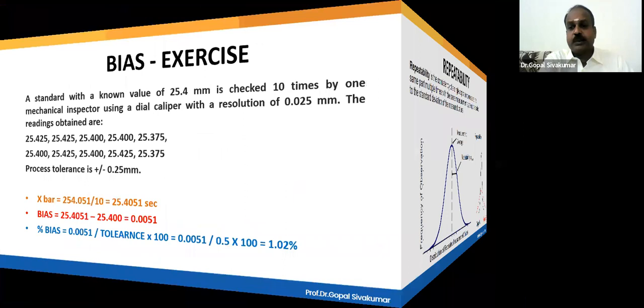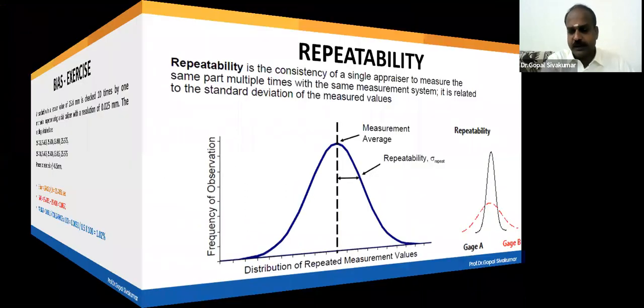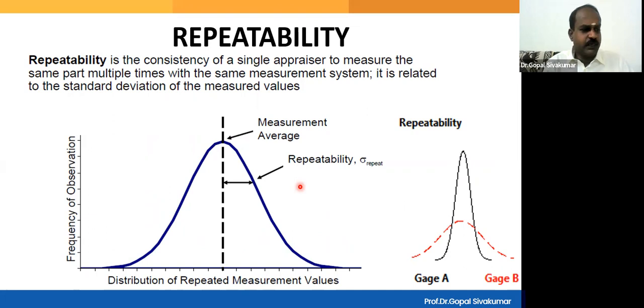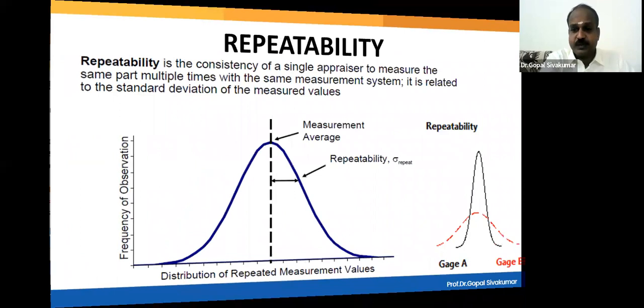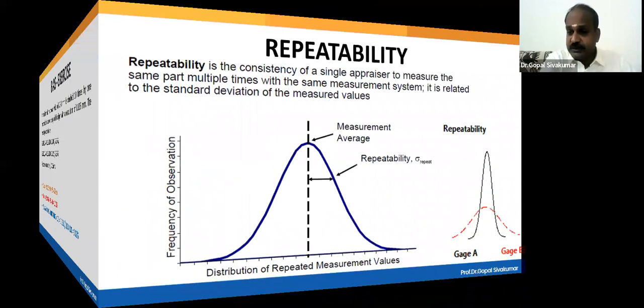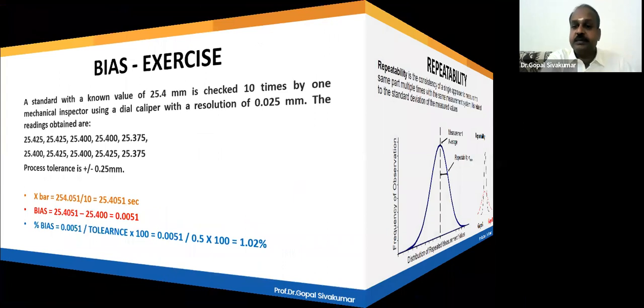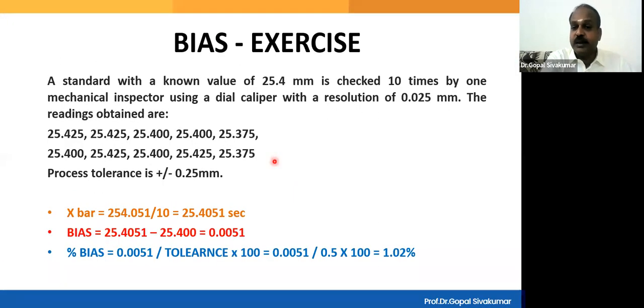Another important term, repeatability. What is repeatability? See here, the previous time, there are 10 readings. 10 times the product is measured. But the product is same. Measuring equipment is same. Appraiser is same. Measuring procedure is same. Measuring environment is same. But look at the readings. The readings are not same. All the 10 times you are not getting the same reading. There is some variation you can observe. That is called inconsistency in the measurement.